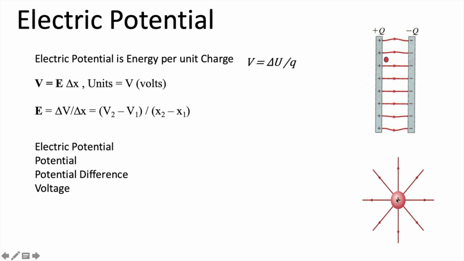When there is just a positive charge here, right at the charge and around it, it has very high potential. And as you go farther out, the potential decreases. Now I can take any point along this line and measure the potential difference between that point and the positive charge.